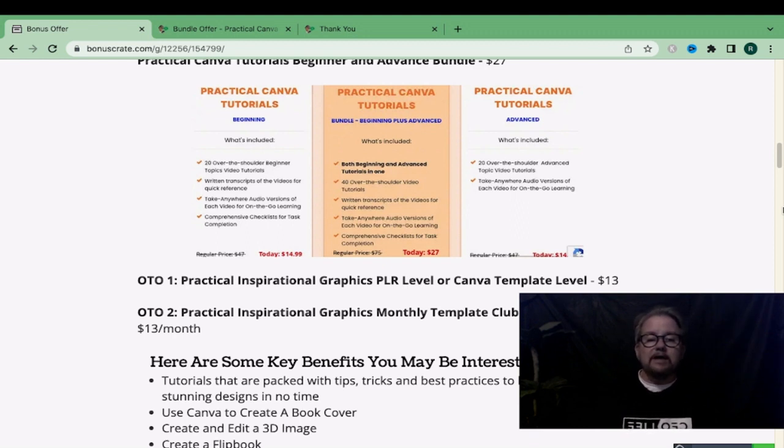So they've got a couple of one-time offers, and they're around their practical inspirational graphics, private label level rights templates you can get, and they also have the practical inspiration graphics monthly template club, because their graphics are high caliber. And I promoted that a while back, and I've had people say that they really like it, and it's really high quality stuff.